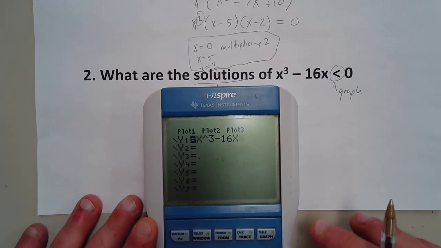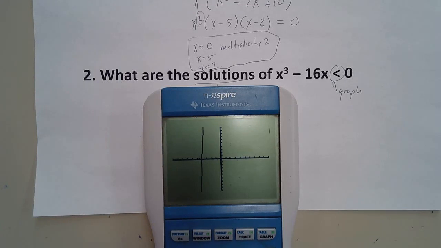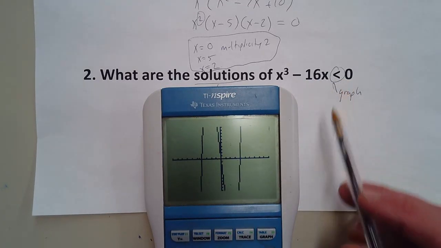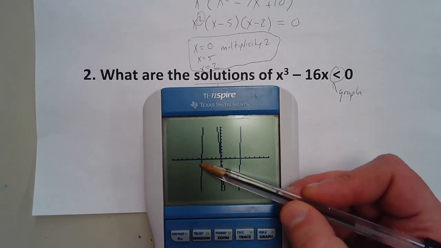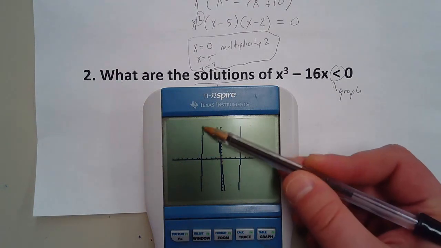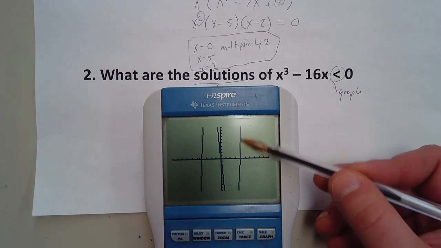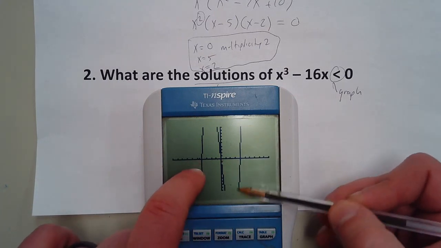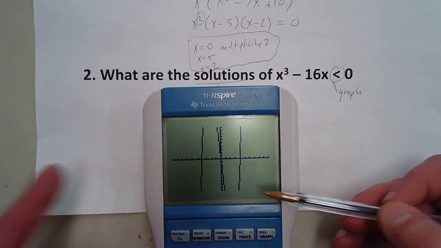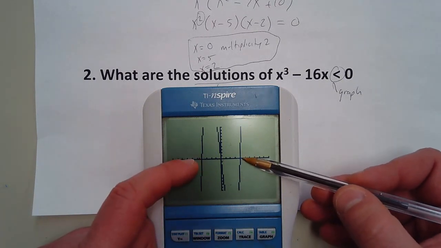So anyway, put it in, graph it, and we're looking for when our graph is less than 0. So if we look here it's less than 0. And then during this part, it's above, so we don't want that. And then this part is less than 0. And then here it's above. So our two intervals are going to be this little U shape here, and then this part that goes off to negative infinity. So we just need to know these numbers.